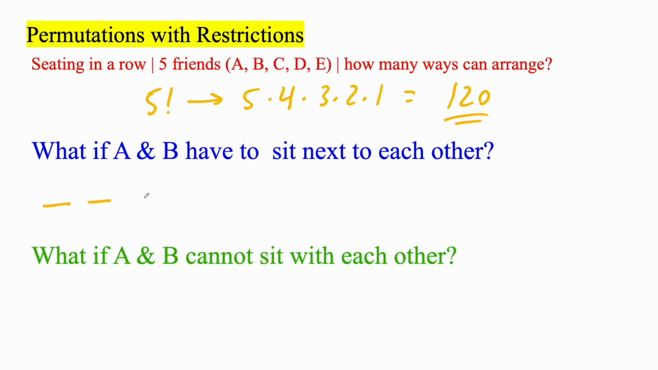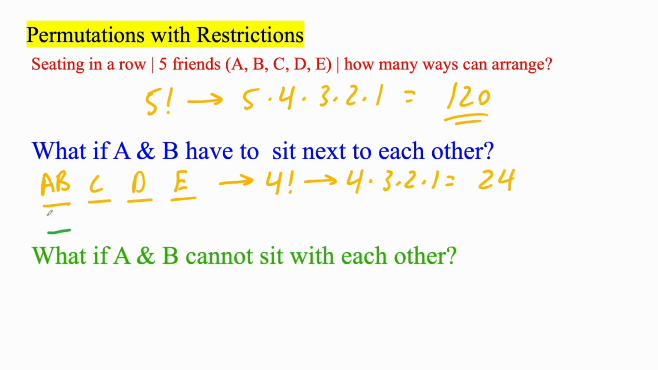Now what if A and B have to sit next to each other? Well, let's do this. 1, 2, 3, 4. A and B have to be one slot. Then everybody else has their own slot. So we have 4 factorial, which is 4 times 3 times 2 times 1, and so we get 24. However, we need to double it because we could have instead B, A, and then do the same thing with C, D, E. That's why we need to double it. So 24 times 2, we get 48.